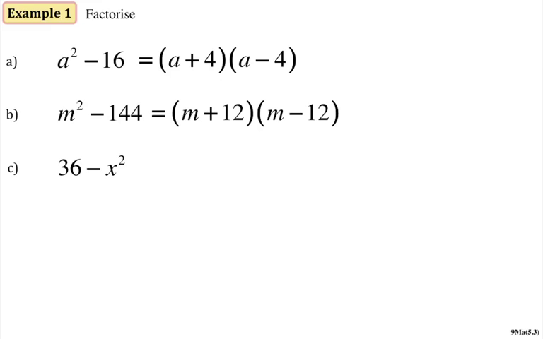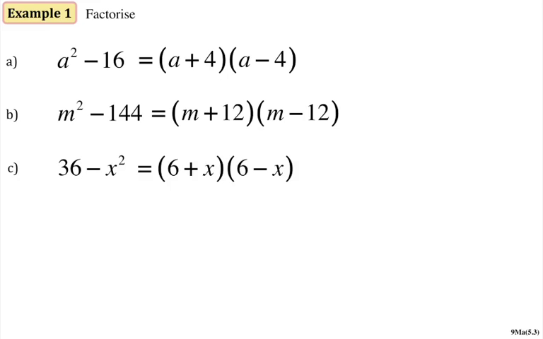Righto, let's look at part C of example 1. Is it a difference of perfect squares? Well, it's a difference, because there's a minus sign. There are two terms. Are they both squared? Well, 36 is a perfect square, 6 times 6. X has a squared above it. Yes, it's a difference of two squares, but notice the number comes first. So this will factorize into two brackets, and each bracket will begin with a 6 and finish with an X. So we get 6 plus X, 6 minus X.